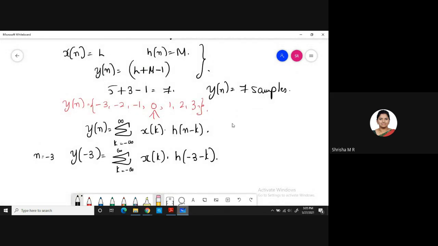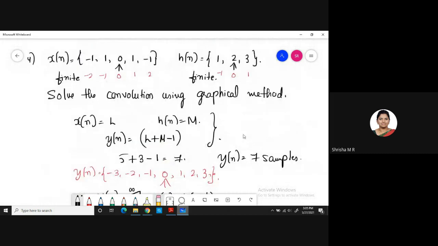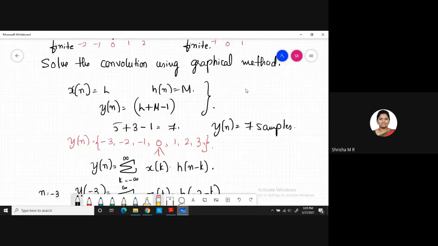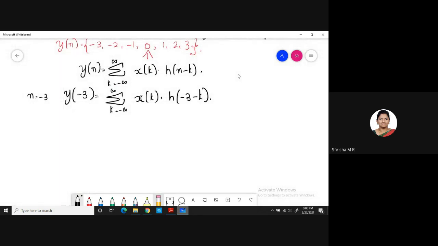Okay, let us plot x of n. It is -1, 1, 0, 1, -1. So x of k, at 0, -1, -2, 1 and 2, it is -1, 1, 0, 1 and -1. Got it? Clear everyone? This is -1, this is +1. This is our x of k. Now you plot h of k, h of n.